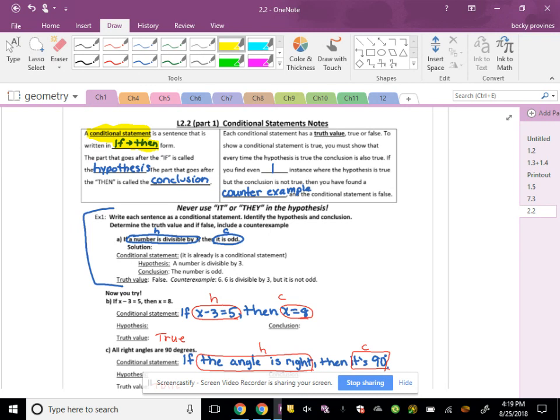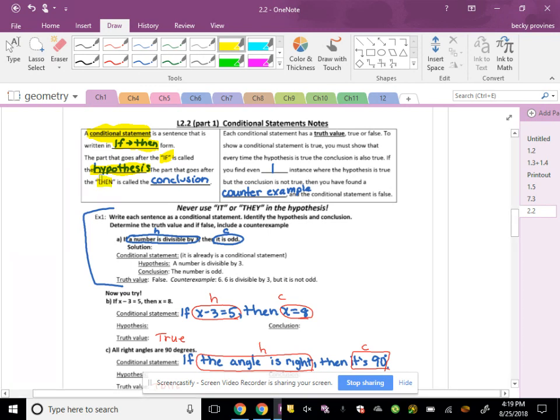Now, again, this has some new vocabulary in it. There are two parts to the sentence. The if part is called your hypothesis. If I ask where's the hypothesis, you're not going to say the if, but you're going to tell me everything following it. So if I say, if you complete your homework, then you can play on your phone, the hypothesis would be not the if, but you complete your homework.